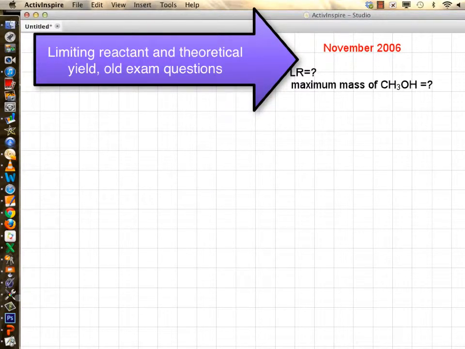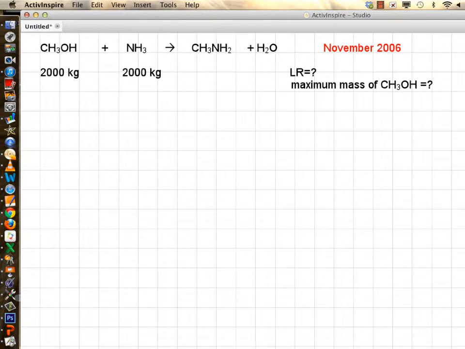In this tutorial, I'm going to solve two old exam questions. The first one is from November of 2006. Sometimes IB gives you numbers in kilograms rather than grams, and many of you have difficulty with conversion. Just remember there are 1,000 grams in every kilogram.